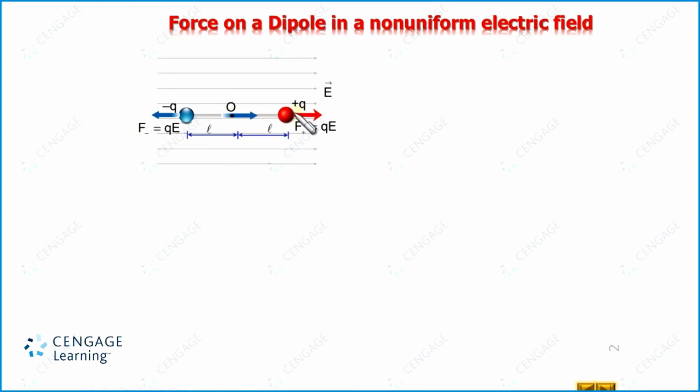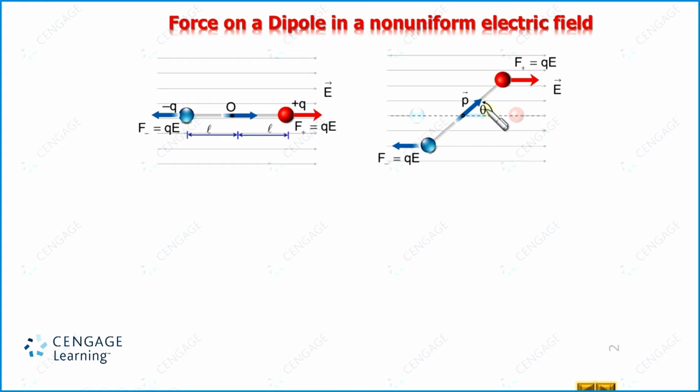That means translational equilibrium condition. Also, net torque acting on the dipole in this condition is also 0. That means rotational equilibrium condition. Now, what happens if we rotate the dipole at a certain angle like this, theta degree, with respect to electric field lines?